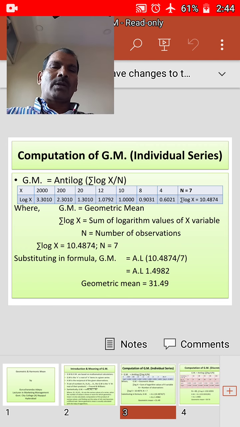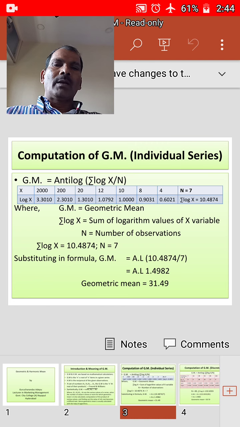We will consider one example here. Data pertaining to different items is given. There are 7 items. First we call that data x. x is 2000, 200, 20, 12, 10, 8, 4, like 7 observations are given. Now we need to find log x. Log x means log 2000, log 200, log 20, log 12, log 10, log 8, log 4, and so on.